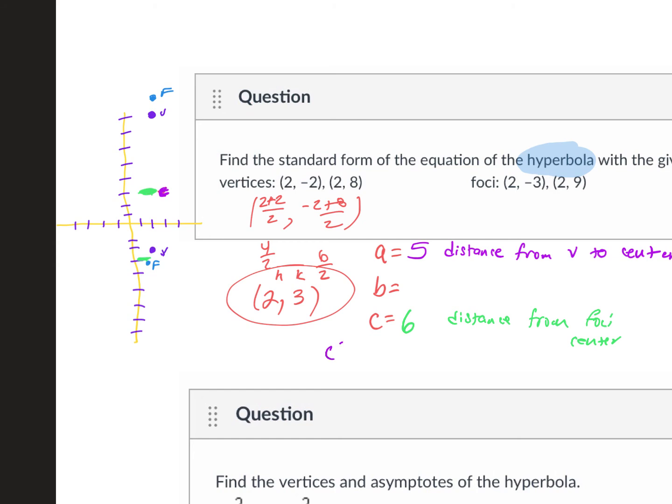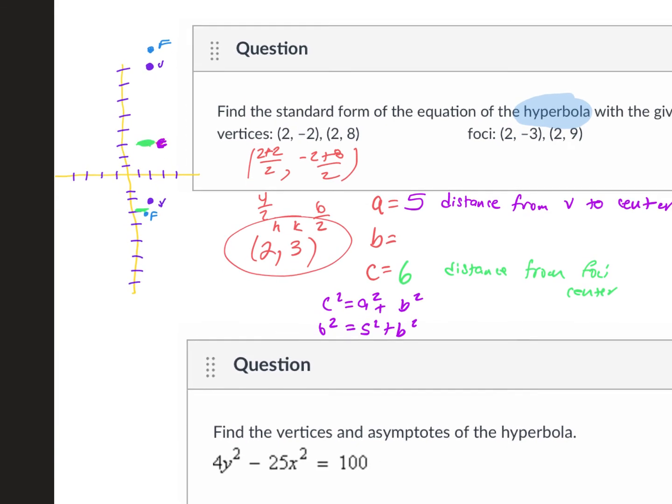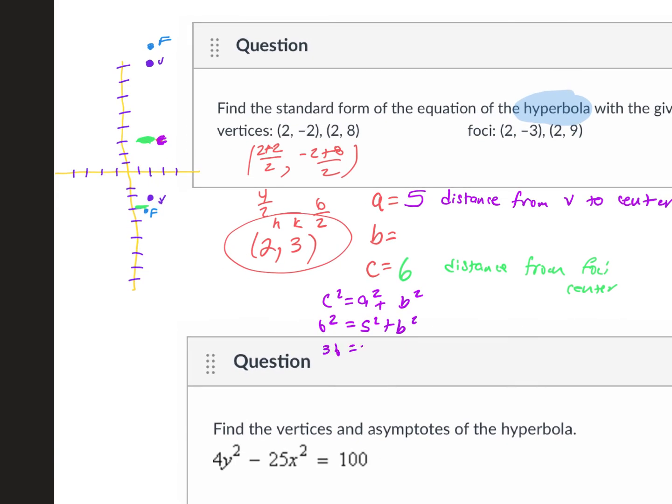Yep. C squared equals A squared what? Plus B squared. Good. So 6 squared equals 5 squared plus B squared. 36 equals 25 plus B squared. Minus 25 from both sides. B squared equals what? 11. So B equals the square root of 11.